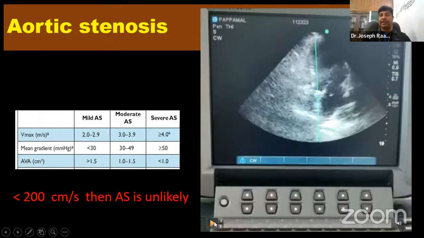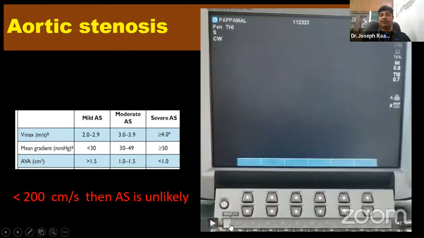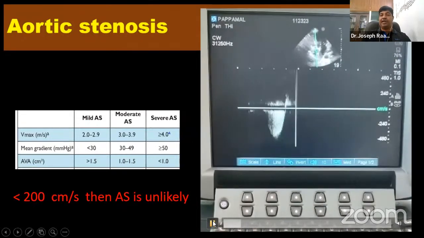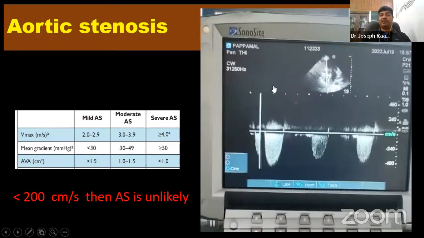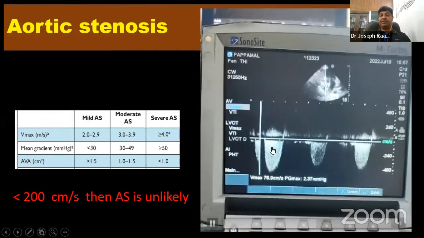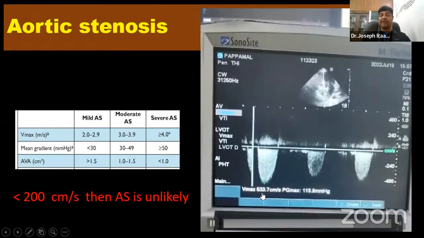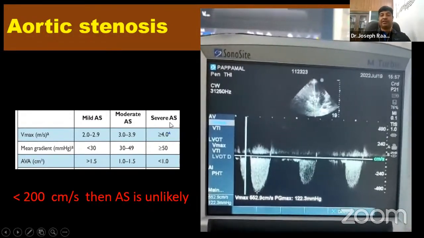Just let me show you an example. You get a good apical 5-chamber view, then the continuous Doppler is kept at the aortic valve. Then you activate that and you get a wave like this. Once you get a nice jet, freeze that and go to the calculation. Aortic valve, then you measure the maximal velocity. In this particular patient, the maximal velocity comes to somewhere around 558, which is much higher than 250. That means this patient has a very severe aortic stenosis.